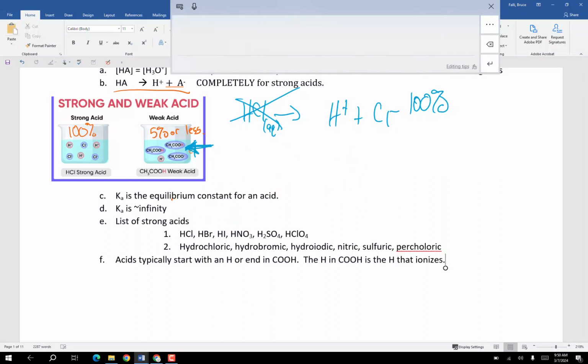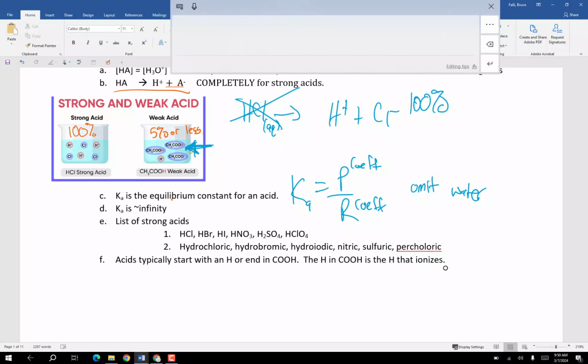Ka is the equilibrium constant for an acid. Every K is the same. Products over reactants raised to their coefficients, leaving out solids and liquids. And for this one, water is usually involved in the equation. So omit means leave out water.